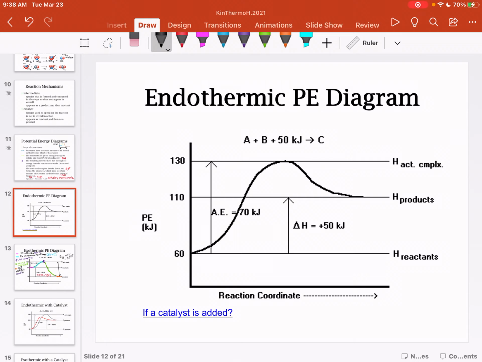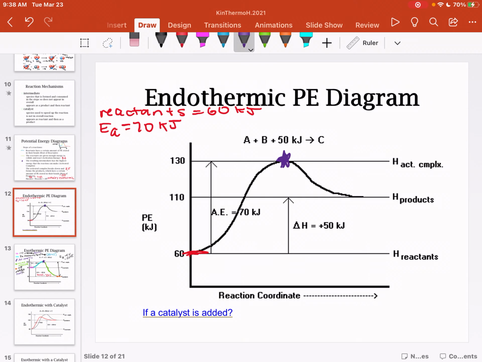I still have my first plateau. 60 is my reactants. So the energy of my reactants is 60 kilojoules. My activation energy is still from reactants to the hilltop. From reactants to the hilltop, I go. The difference between 60 and 130 is 70 kilojoules. The energy of my activated complex, I can read from my graph directly, is 130.